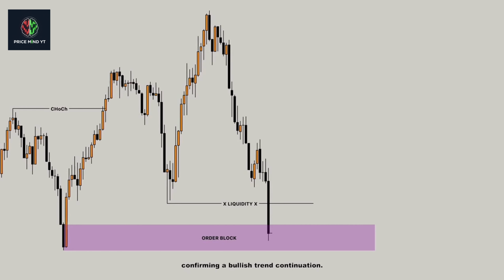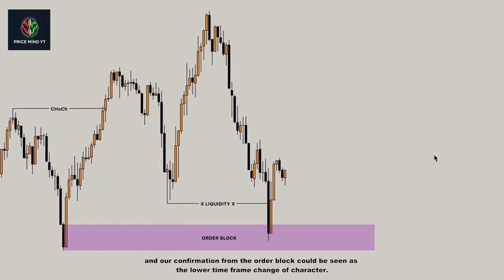a bullish trend continuation. As expected, liquidity was swept, and our confirmation from the order block could be seen as the lower timeframe change of character.